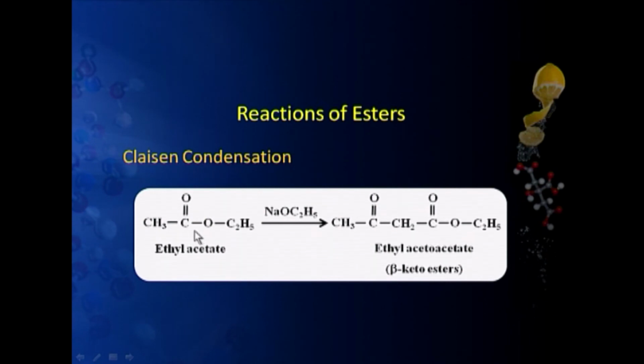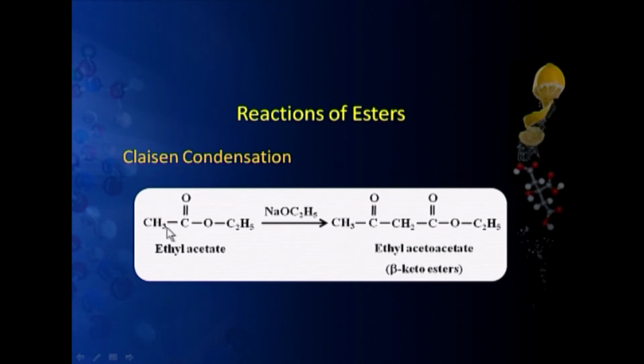This reaction proceeds like this: alpha hydrogen from one of the ester molecules is lost, that is from here, and we will get CH2 minus. This anion is formed, and this anion attacks the carbonyl carbon of another ester molecule with the loss of this alkoxide ion. So ultimately we get these beta keto esters.